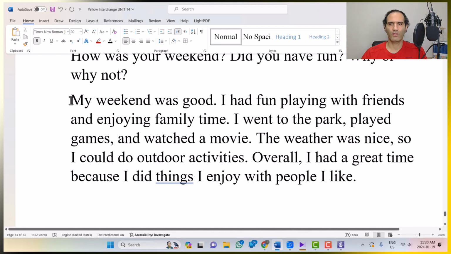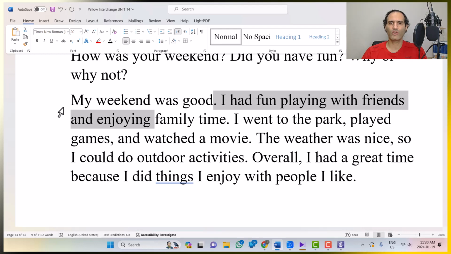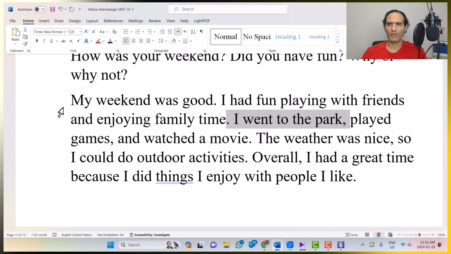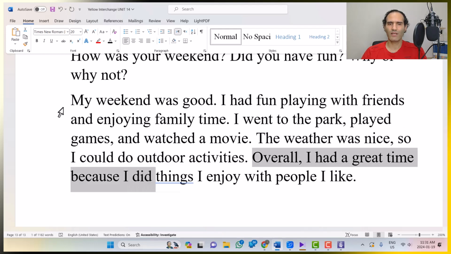How was your weekend? My sample response: my weekend was good. I had fun playing with friends and enjoying family time. I went to the park, played games, and watched the movie. The weather was nice, so I could do outdoor activities. Overall, I had a great time because I did things I enjoy with people I like.